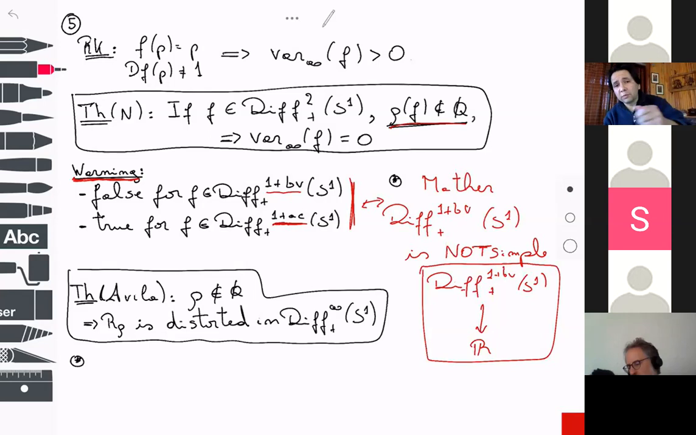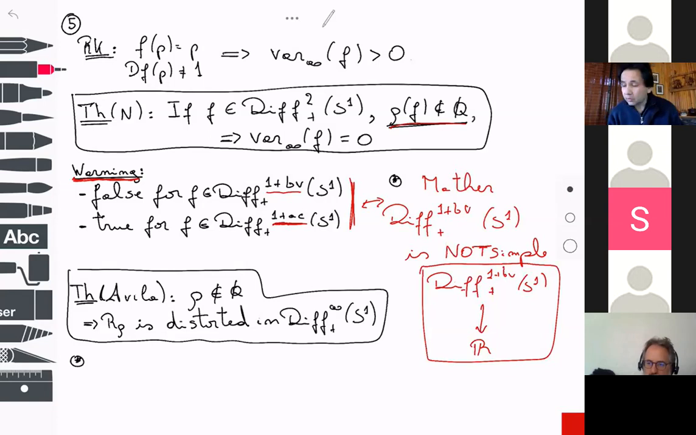And there is a nice complement here. There is a theorem by Artur Avila. This was a question raised by John Franks actually more than 10 years ago. If you take a Euclidean rotation of the circle with irrational rotation number, then this rotation is distorted in the group of C infinity diffeomorphisms of the circle. And actually it is very distorted. So Artur is able to prove that if you take any growing sequence, then you can manage in order that the distortion grows faster than this sequence. So it's arbitrarily distorted in the group of C infinity diffeomorphisms.